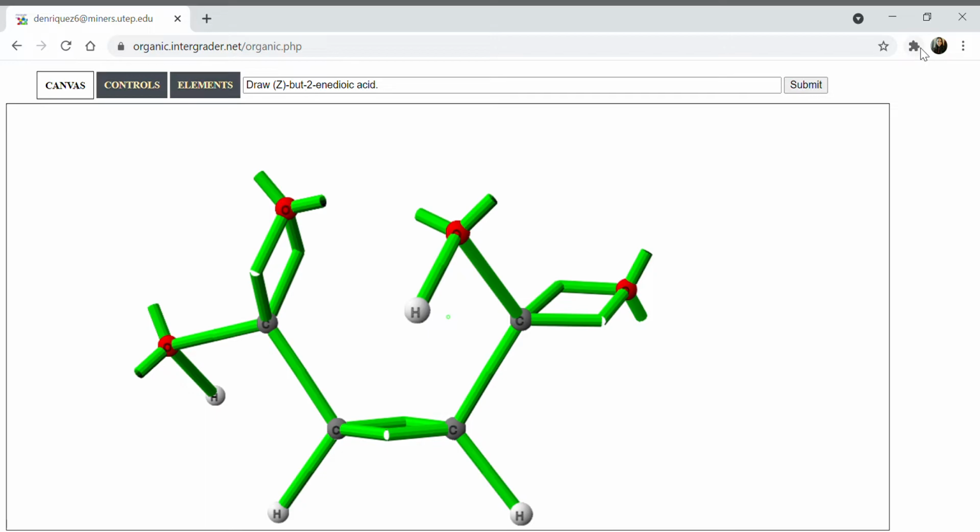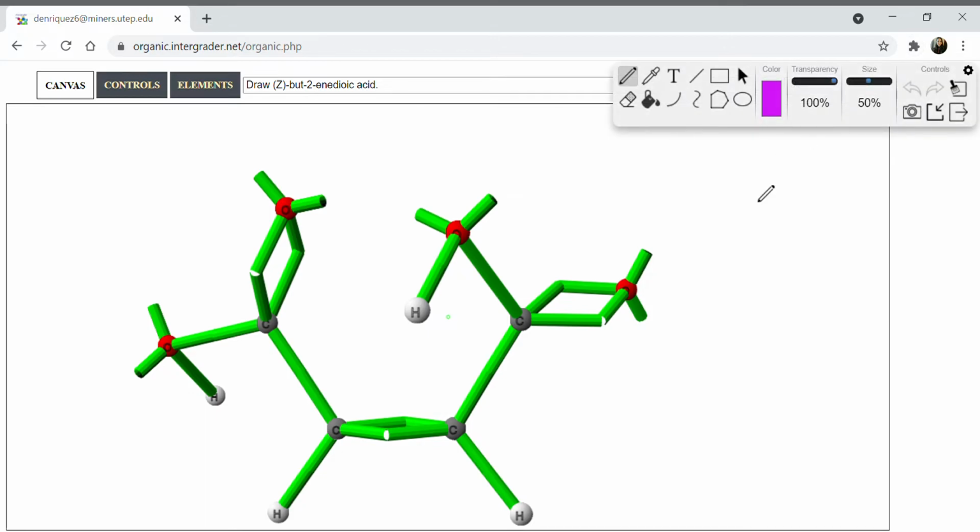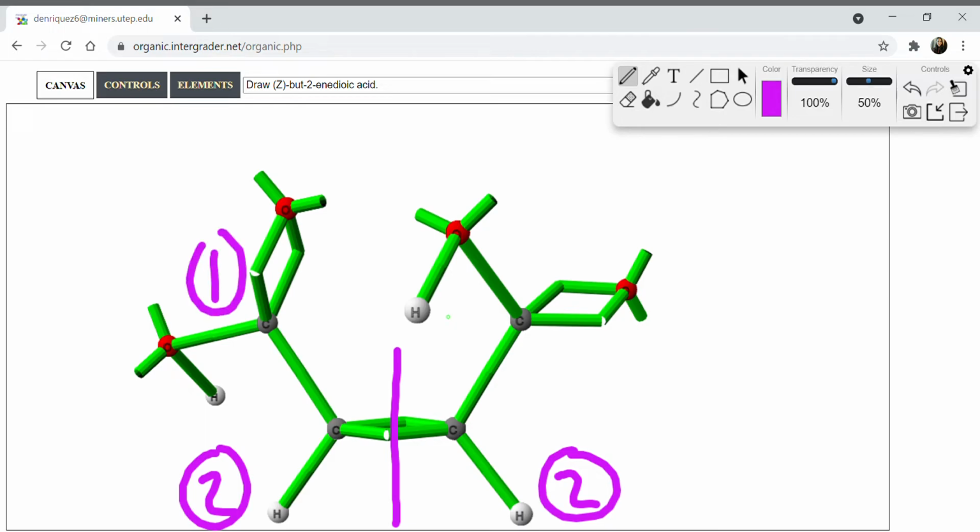And if you're having trouble with how to do that, you can just split this in half, and you just look at the highest priorities on this side. So I already know that hydrogen's my lowest priority on both sides, and these are my highest priorities. So this indicates that these are on the same side: 1 on 1 on top and 2 and 2 on bottom. If this was E, then I would need to switch these two to put 1 on bottom and 2 on top. So they would be diagonal of each other and on opposite sides.